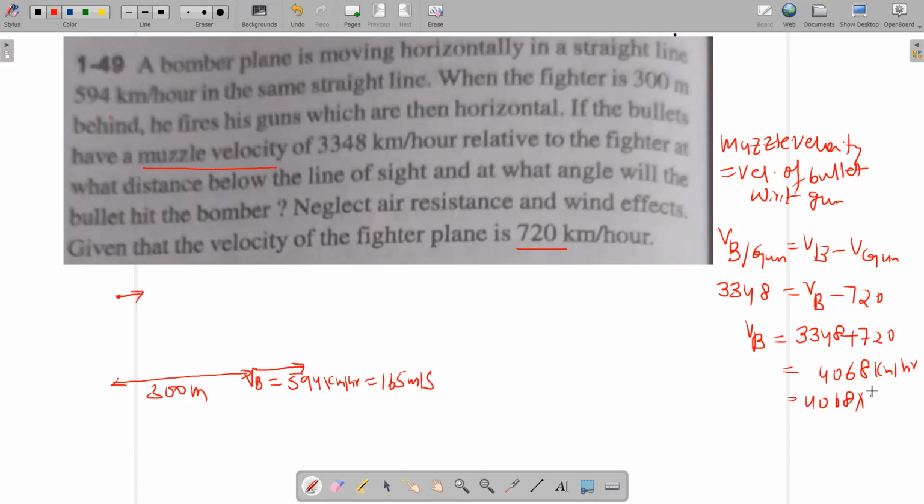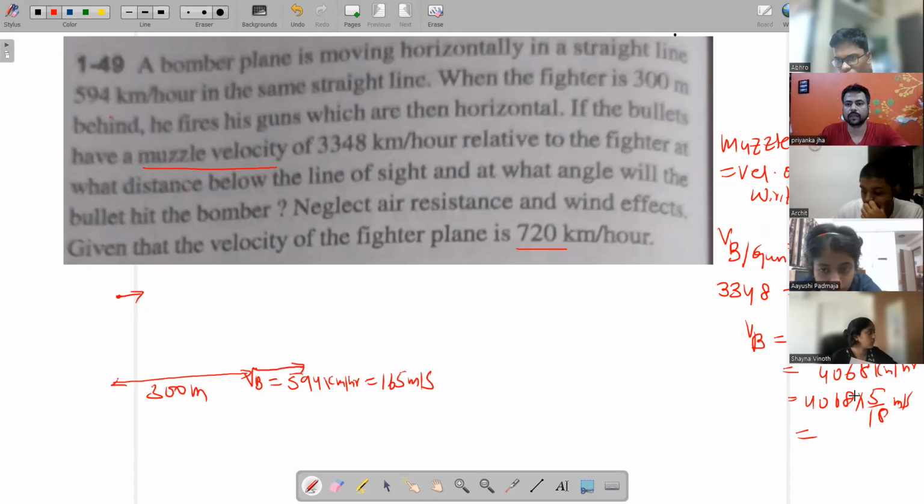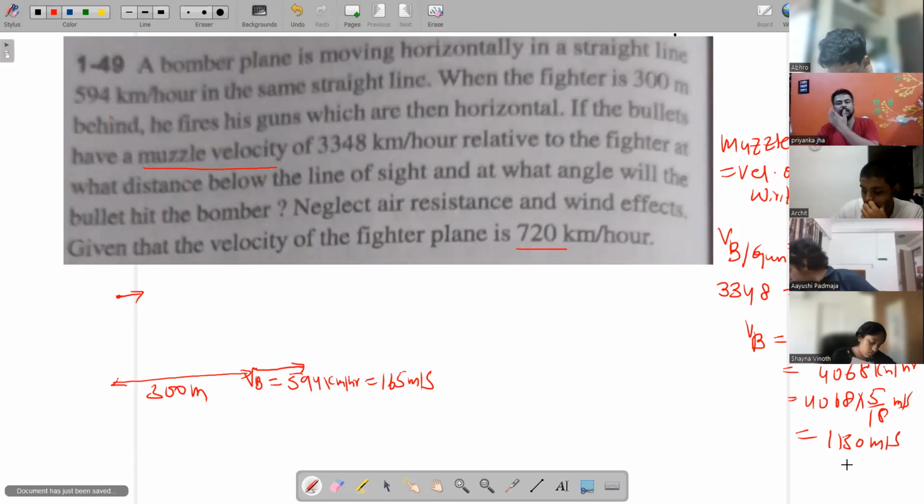This is kilometer per hour. Can we convert this into meters per second? Please help me. Tell me anyone, the value. Let's use a calculator. 1130 meters per second. Okay, this is the velocity of the bullet with respect to the ground now.